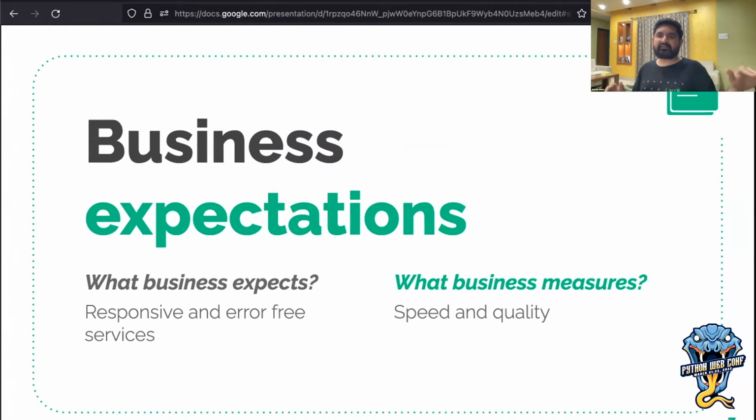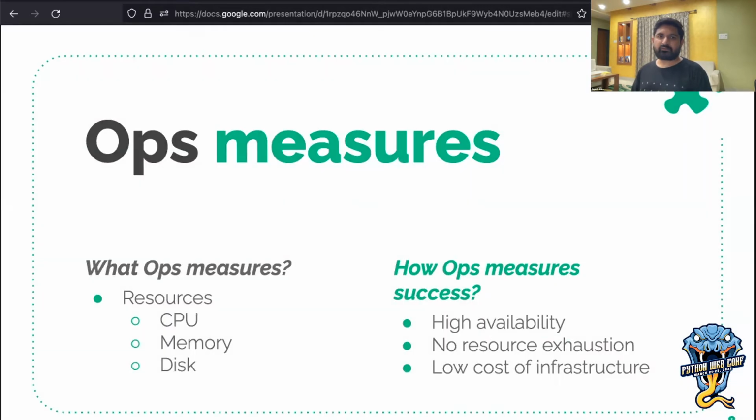Business measures everything in terms of revenue and the impact on that revenue, to reduce the impact on that revenue. What it expects is the response of an error-free system or services which are running the application. So what does ops measure? Ops measures success with high availability, no resource exhaustion, and low cost of infrastructure. And what ops measures for defining the success is resources like CPU, memory, and disk.